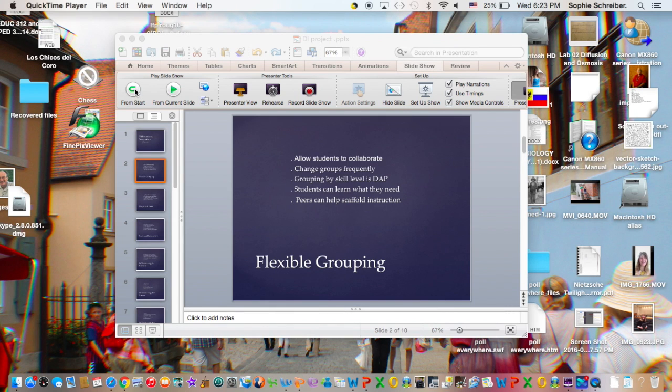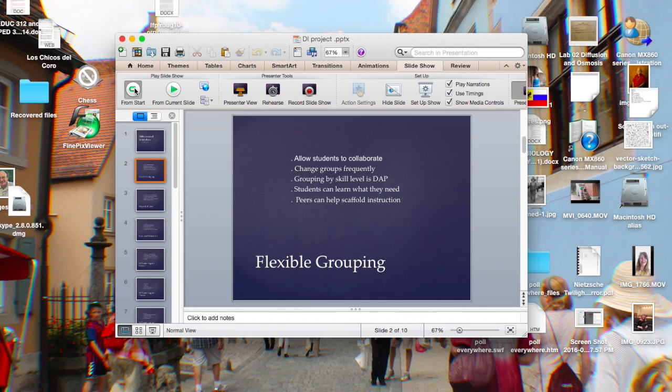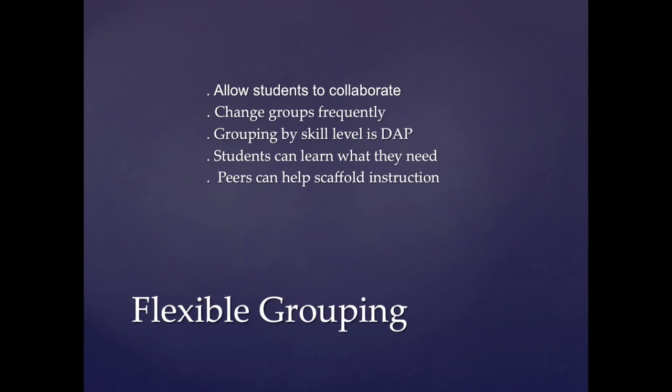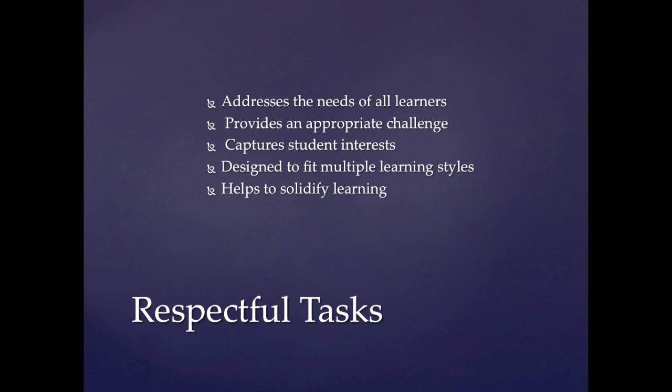Today I'm going to talk to you about flexible grouping. So, differentiated instruction is basically how you make the classroom comfortable for all varieties of learners. So, flexible grouping allows students to collaborate with one another, and the way you do that is you change groups frequently because typically people think of grouping as grouping students with varied abilities, but actually, if you group people by skill level, it's more developmentally appropriate.